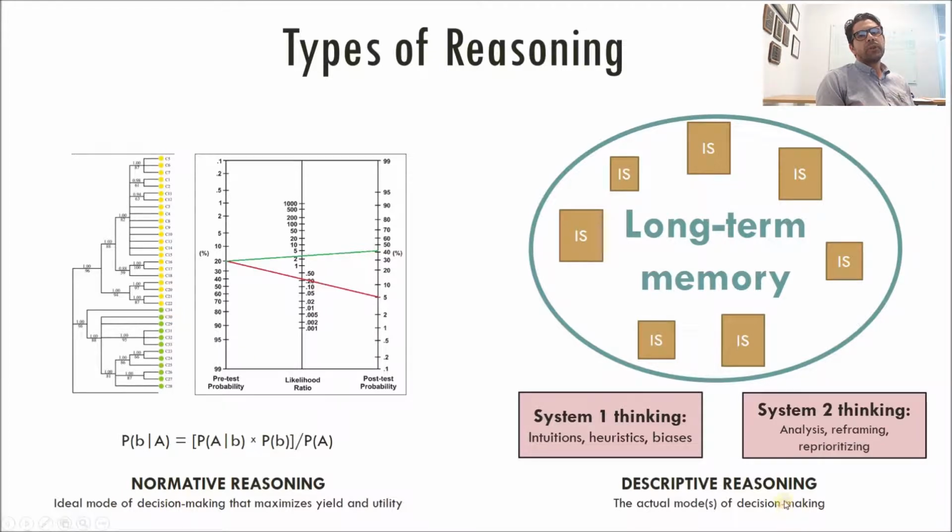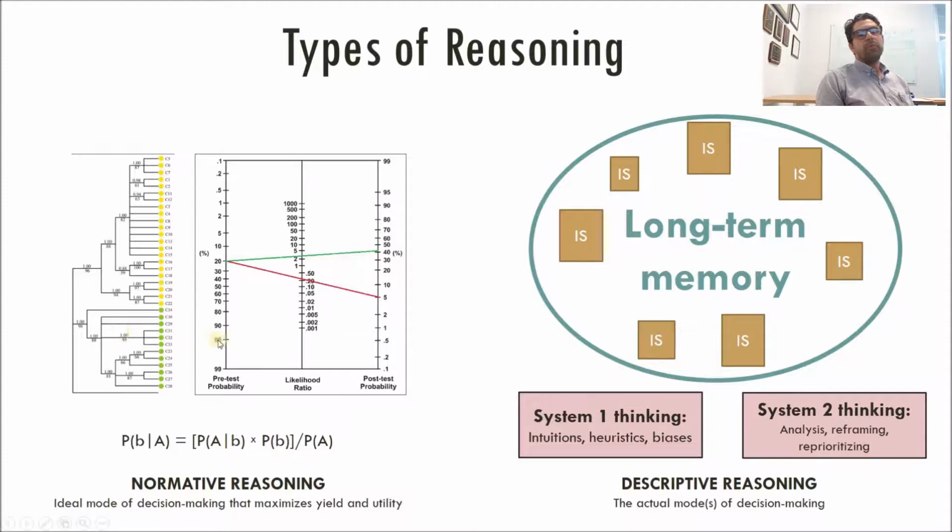We've also talked about scripts, right? This is more of a descriptive mode of reasoning. This is actually how we make decisions, right? We have system 1 thinking, system 2 thinking. We use intuition, heuristics, biases that come in that help us solve cases. We might do some analysis and reframing and reprioritization. And we're often looking at patients and seeing how well their presentation matches with illness scripts in my brain and my long-term memory. So this is really typically how we're often reasoning.